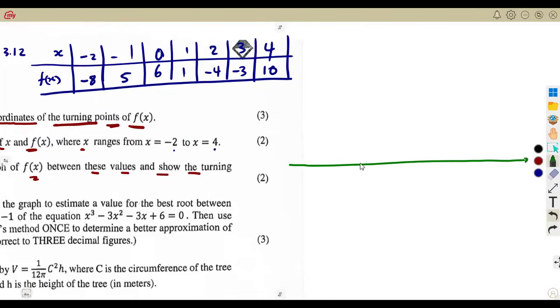So I'm just going to have our x-axis. And also the y-axis. So it's going to be something like this. That's 1 up to 4. Let's say this is your 1, your 2, your 3, your 4. This will be your -1, your -2. Then you're going to have 1, 2, 3, this one up to 10.